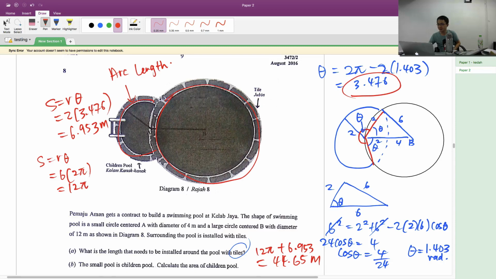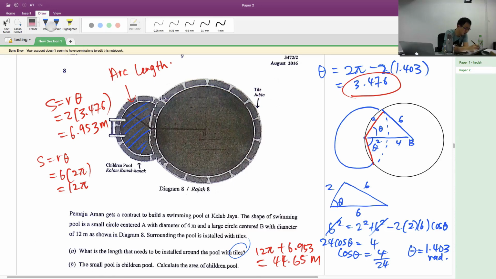Okay. Then we will go to the part B. The small pool is a children pool. Calculate the area of the children pool. That means in the part B itself, the question only wants to find the part for children. Then we want to find this area. And this area is harder than what we think. Because of what? Because of like this.